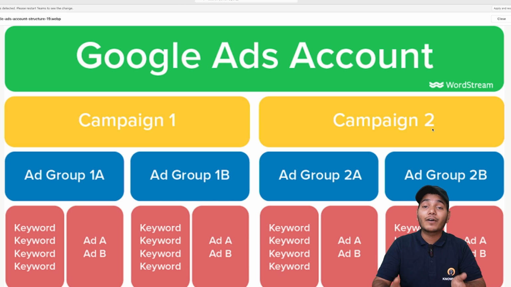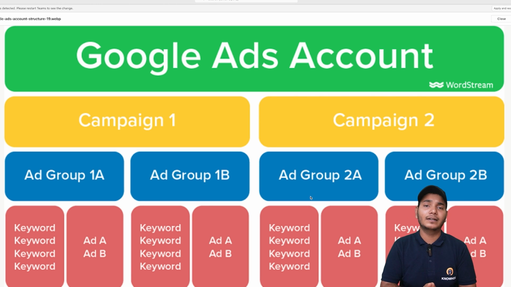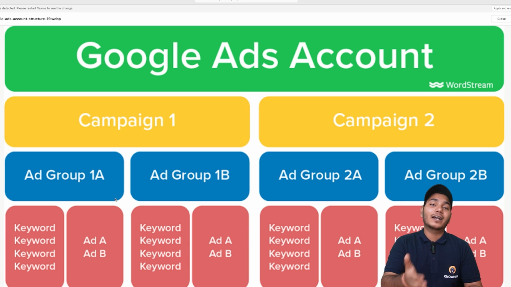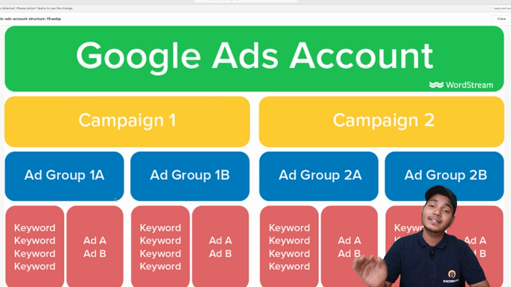Within each campaign, you will find ad groups. Like you can see here, ad group number 1A, ad group number 1B, and the same for campaign 2 as well. These are subsets of your campaign used to organize your ads by a theme, product, or a keyword. For example, in campaign number 1, you might have ad group 1A for one product line and ad group 1B for another product line. Similarly, in campaign 2, you might split your ad groups by different services and promotions. So each ad group has its own set of keywords and ads, which ensures your ads are shown to the right audience based on their search intent.